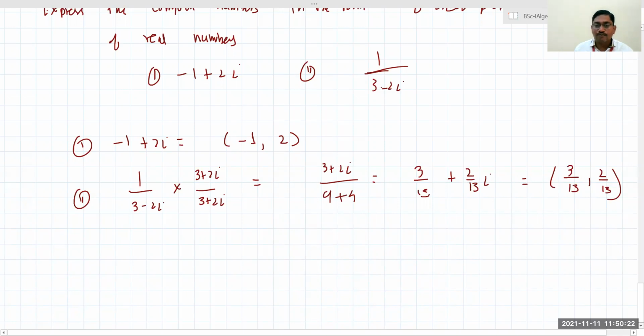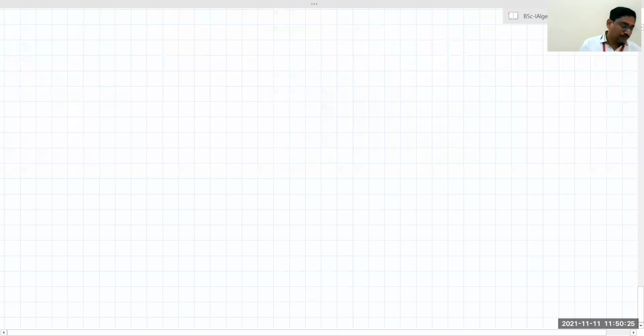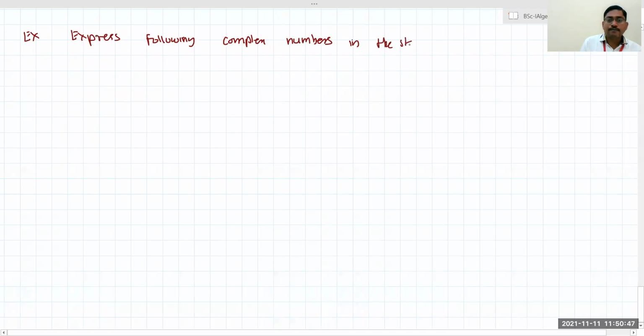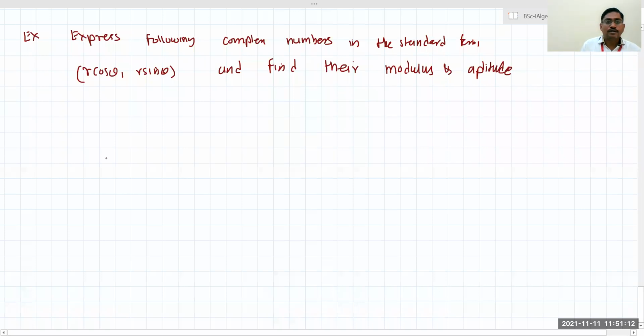This is just order pair form, Cartesian form, but we have polar form, which means we are writing r theta form. Express following complex numbers in the standard form, that is r cos theta, r sin theta, and find their modulus and amplitude.